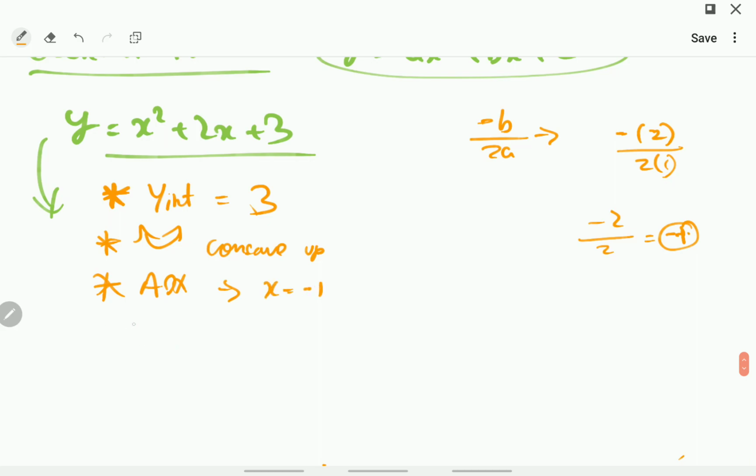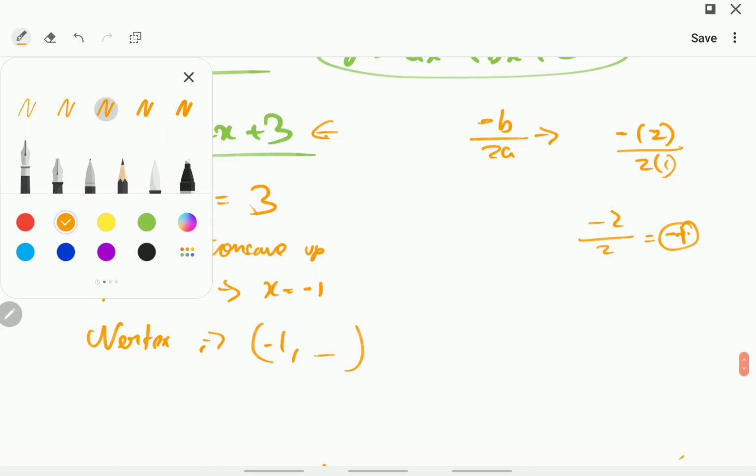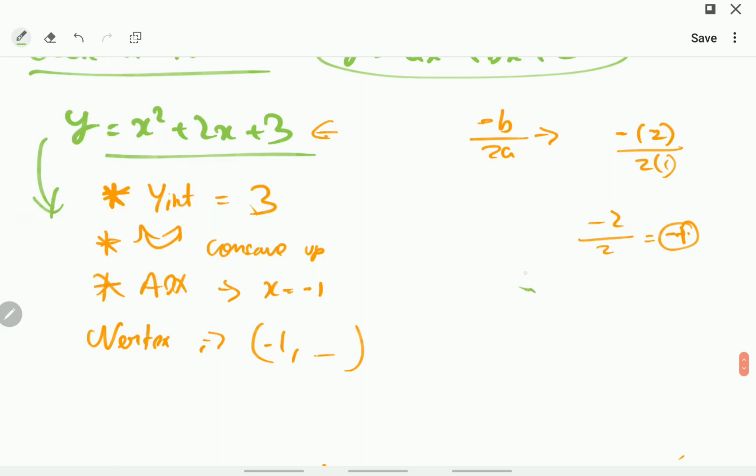So what is the y value? What's the vertex then? The vertex lies at minus 1 comma something else. What is that something else? Let's put minus 1 back into this equation. Doing that will give us minus 1 whole squared plus 2 times minus 1 plus 3. That is equal to 2. So that missing number is 2.